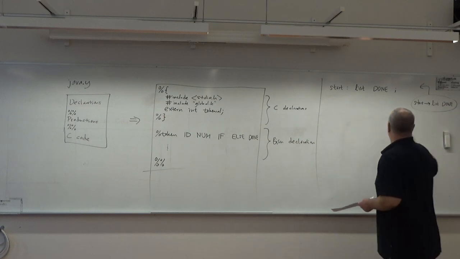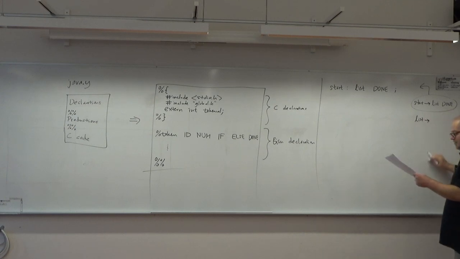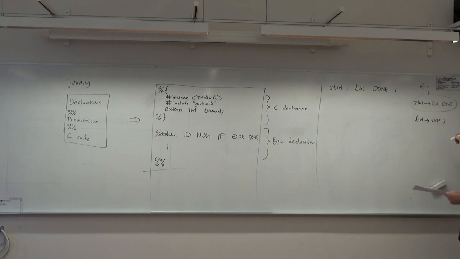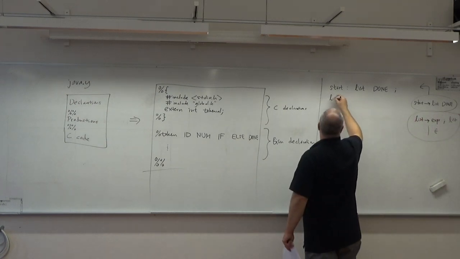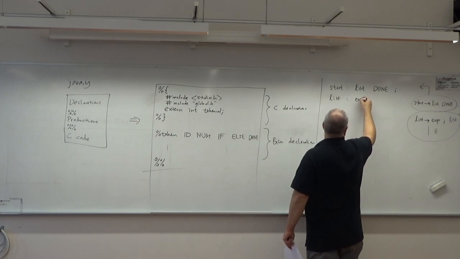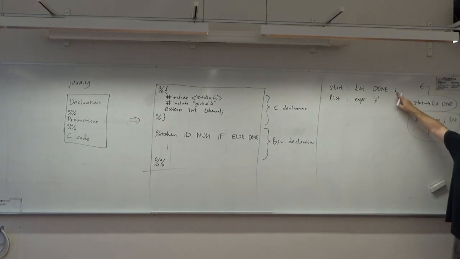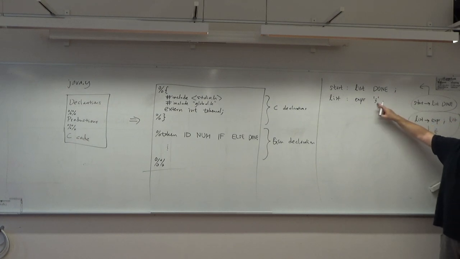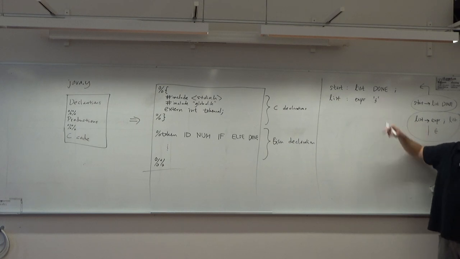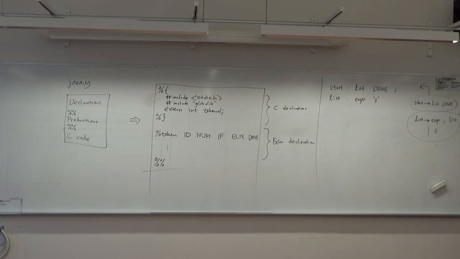What is a list? Well, maybe you remember that a list is either an expression followed by semicolon, followed by a new list, or it can be empty. So this rule from the grammar, how do we write that? Well, we say that a list, colon, is expression followed by semicolon. And to distinguish this semicolon, that is the end of this Bison rule, from this semicolon, that is something found in the input. We set quotes around it.